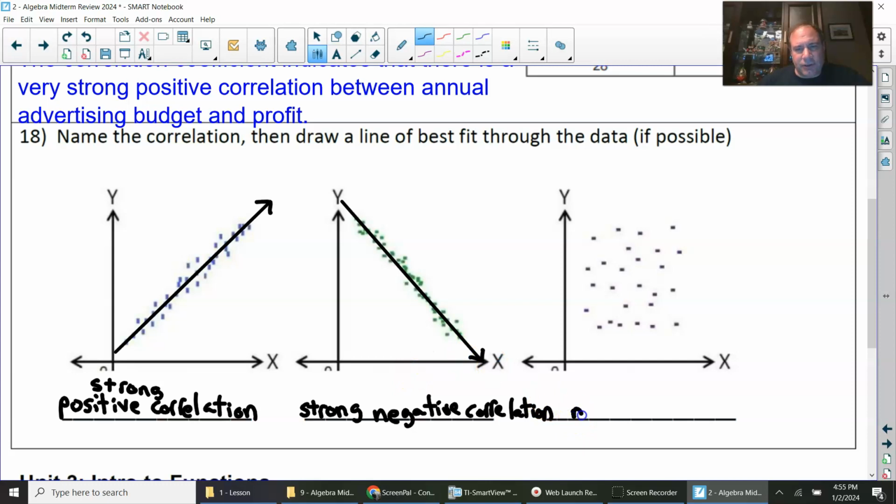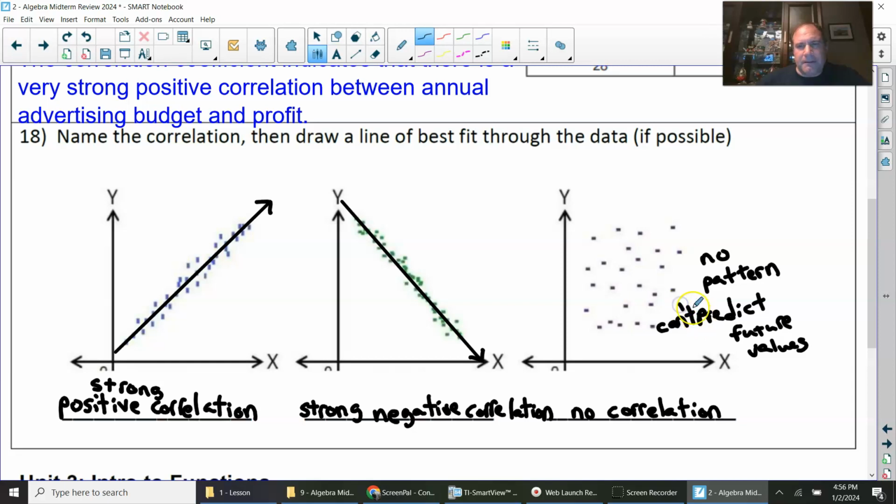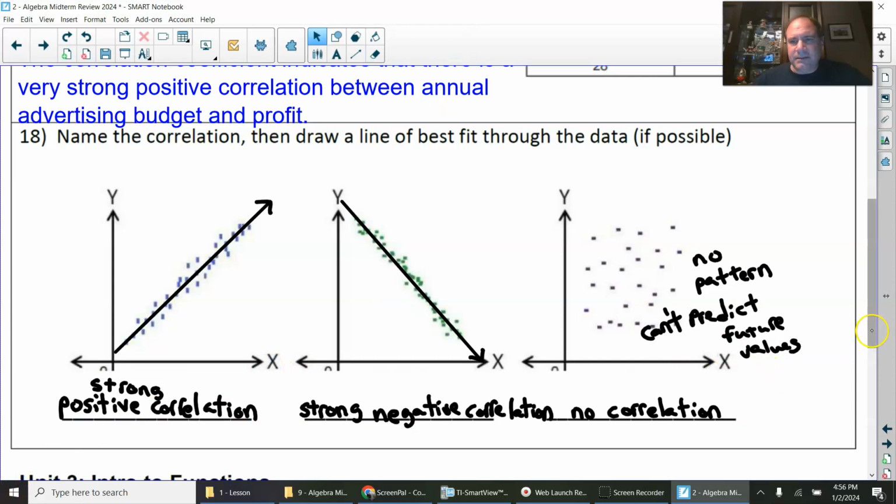And then this one is no correlation. No correlation is no pattern, and you can't predict future values. Can't. That looks pretty bad, but that's the way it is. And that ends that question.